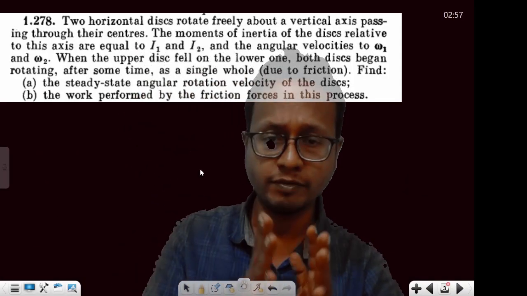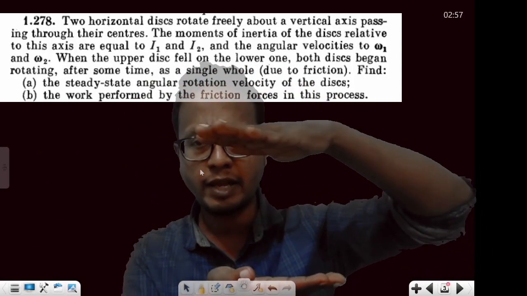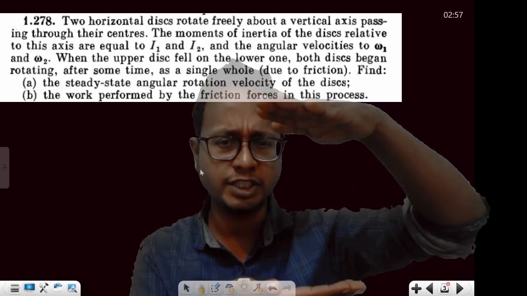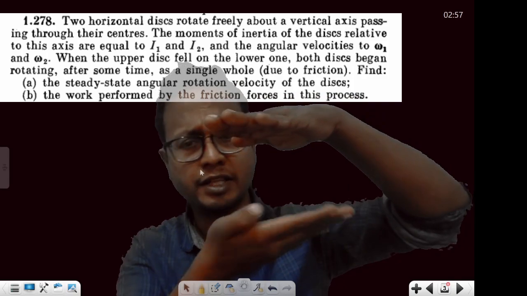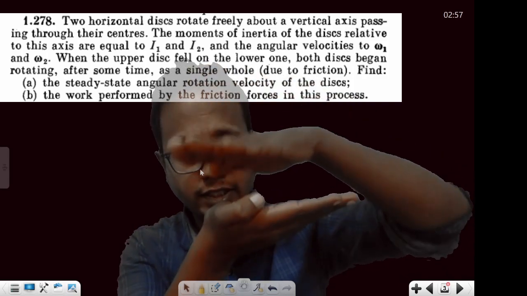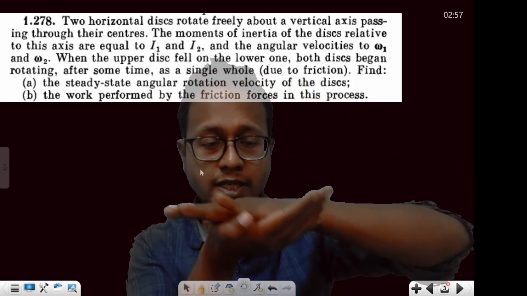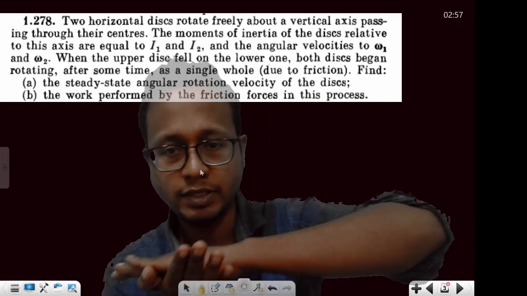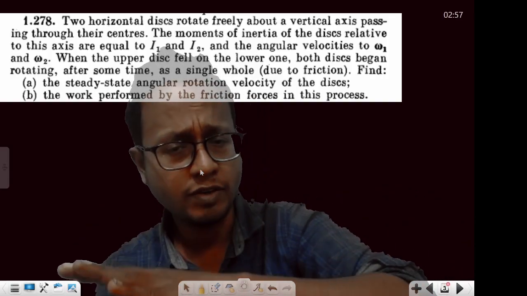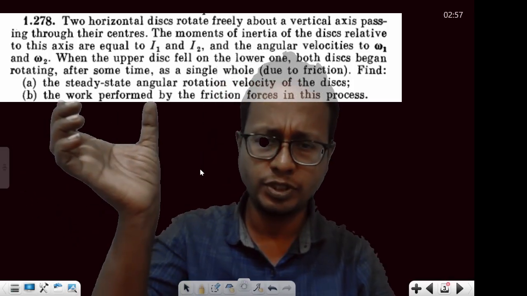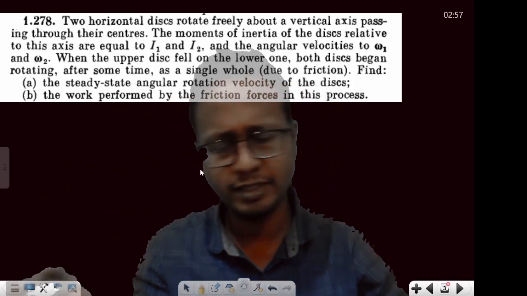Now this question also you have done. There is one disk rotating with angular velocity omega 1 of moment of inertia I1. There is another disk of moment of inertia I2 rotating with another angular velocity omega 2. When these two disks are placed together, they'll start rotating with a common angular velocity. We have to find out the common angular velocity. I can simply apply conservation of angular momentum. This portion you're relatively familiar with, but I'll still do that.